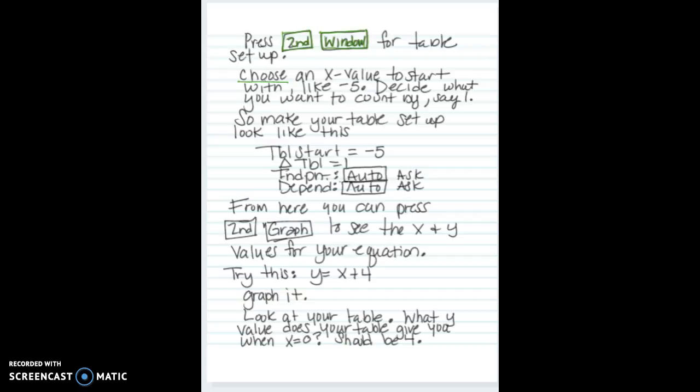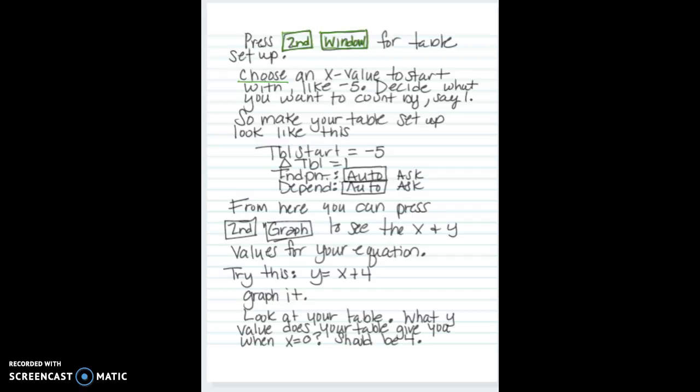We then see the words abbreviated for independent and then auto and ask. Auto should be highlighted, and we see the word dependent abbreviated, auto and ask. Auto again should be highlighted. From this point you can press second graph to see the x and y values for your equation.